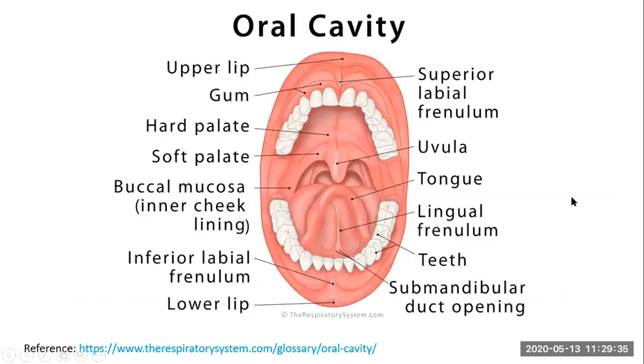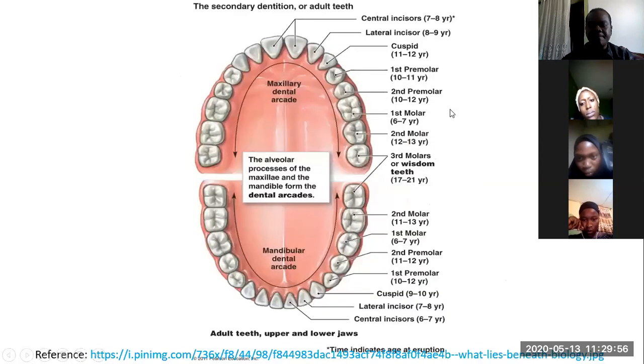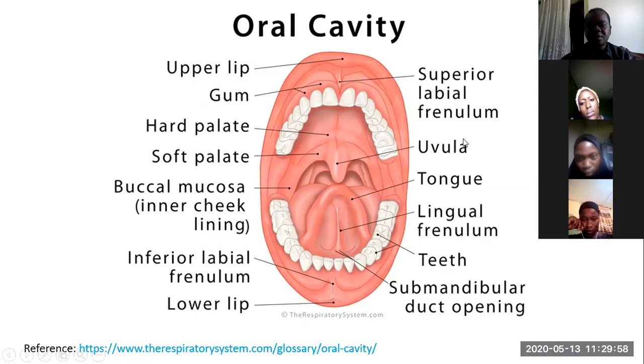This is our mouth. This is how our mouth looks. And then if you open your mouth, you will see the following. First, you see the lip, the gum, that is the soft part of the mouth. You see what they call the frenum. The frenum connects the inner part of the lip with the gum.